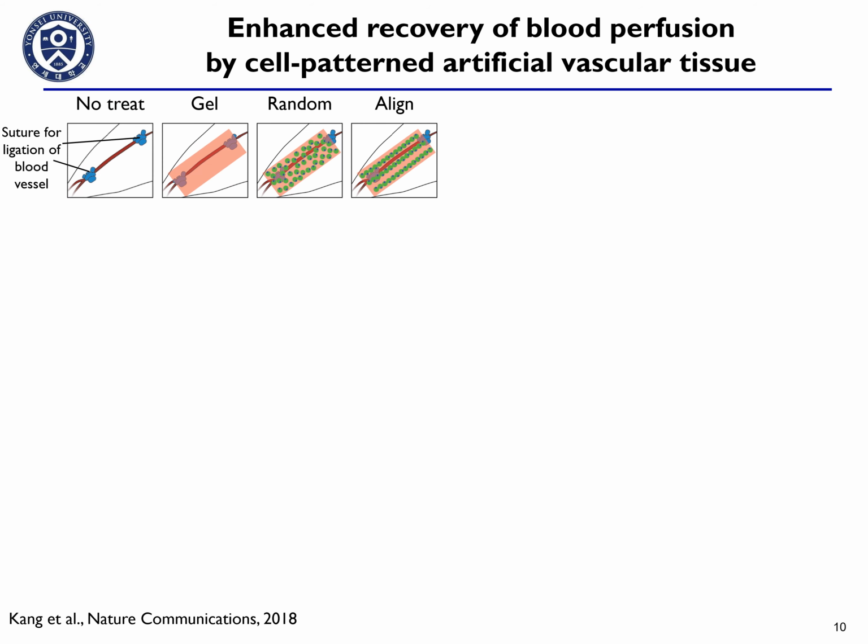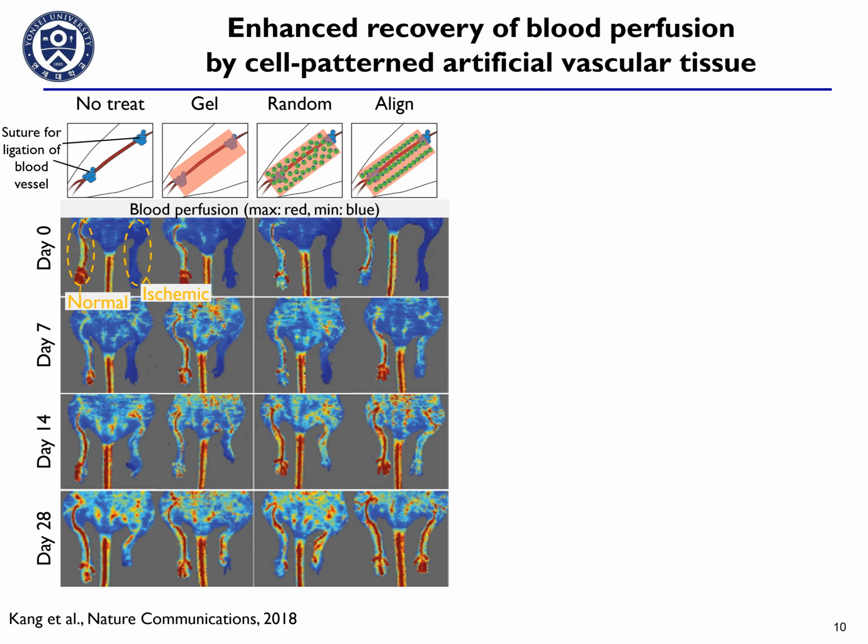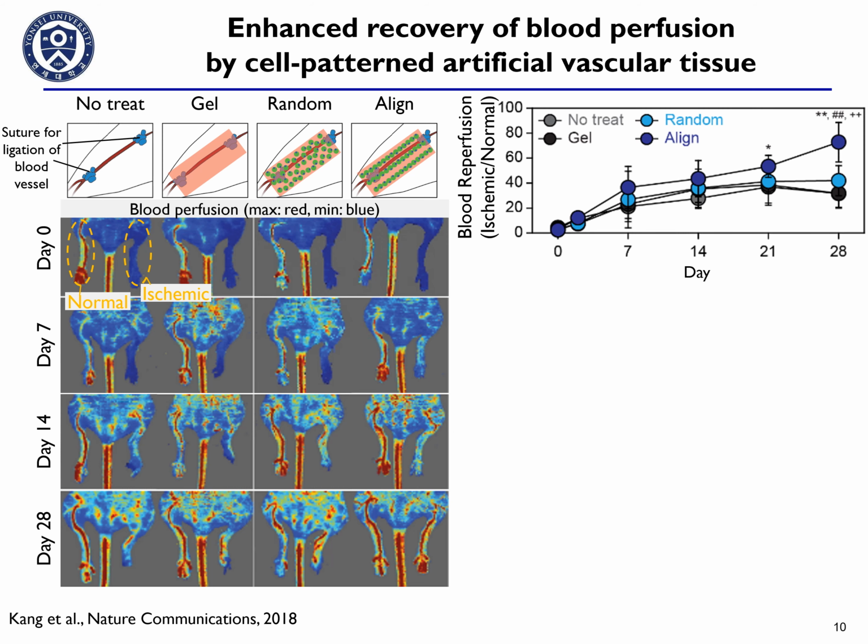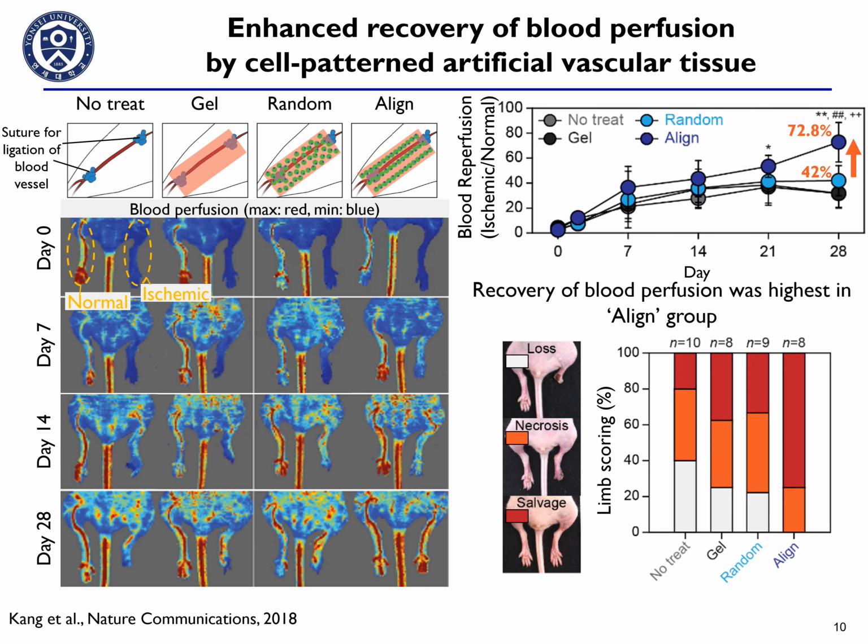In addition, we evaluated the recovery of the blood perfusion in the mouse leg by the transplanted tissue, which was indicated by red color in these Doppler images. We found that the recovery of blood perfusion was highest in the aligned group, and the loss and the necrosis of the mouse leg were reduced in the aligned group.